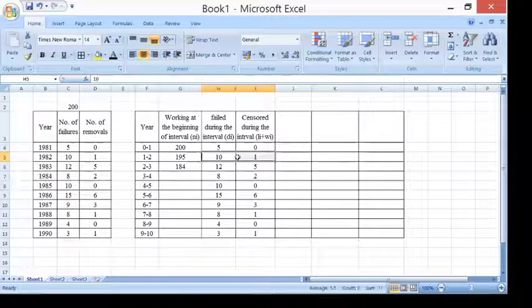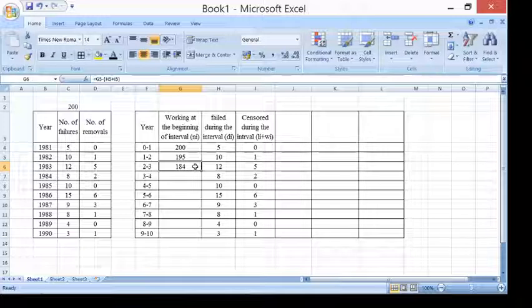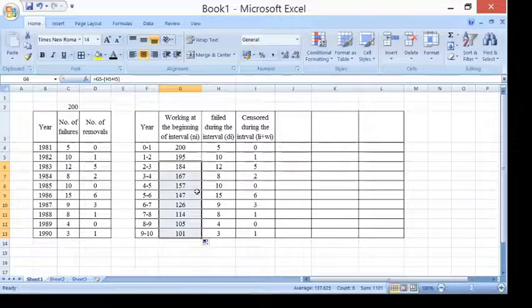So 11 components got out of the system, some because of failure and some because of censoring. So these 11 components have to be subtracted from 195. So 184, these many components will be available at the start of the third interval. So this can be dragged, and we'll get the number of working components at the beginning of every interval.